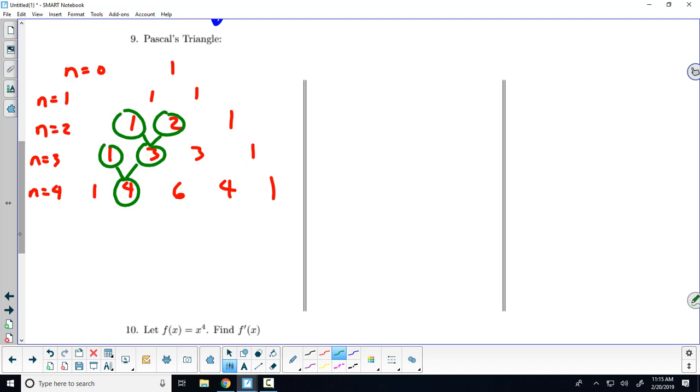Does everyone see how we get the next row of Pascal's triangle? We take the two numbers immediately above it, add them together, and that gives us the entry below it, with the exception of having all 1s along the two diagonals.